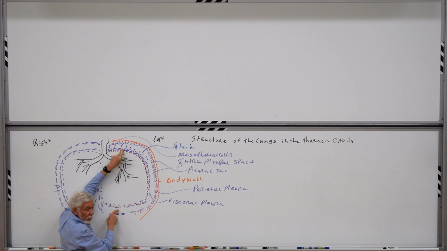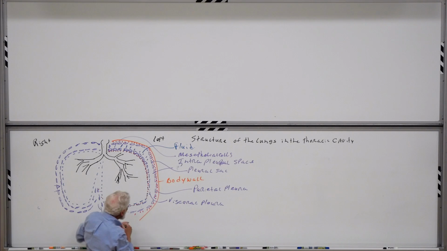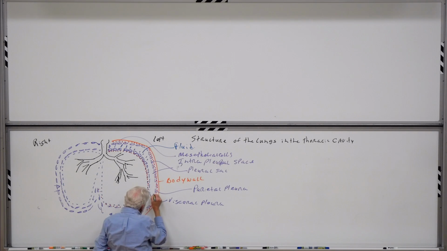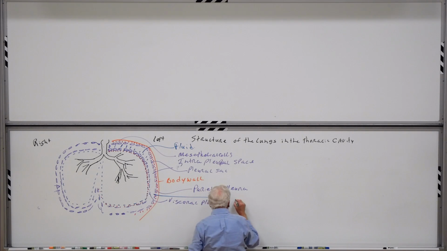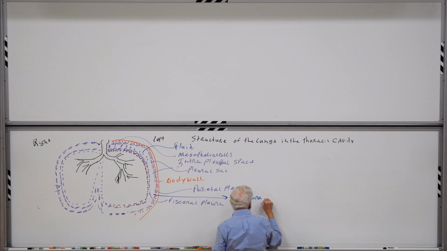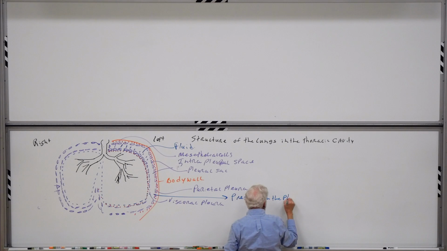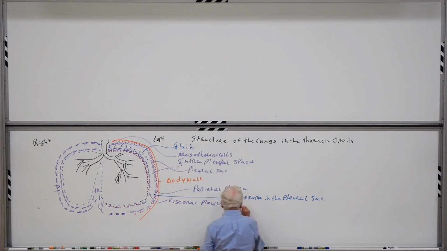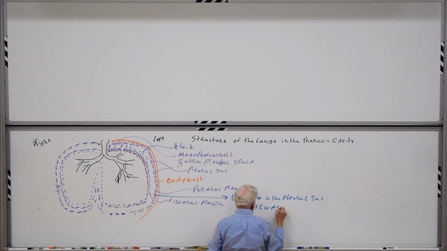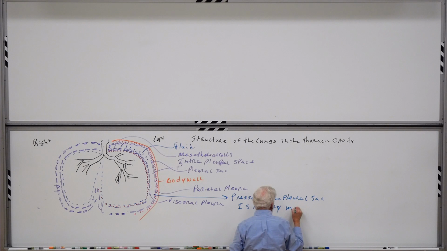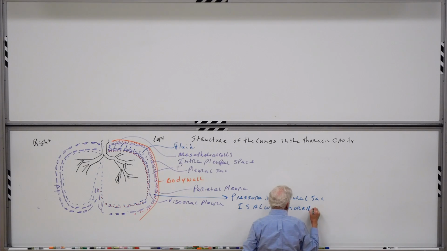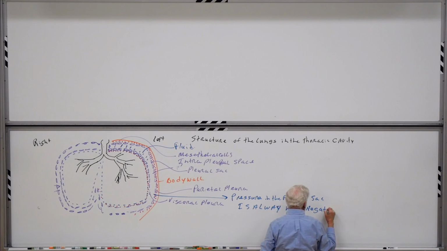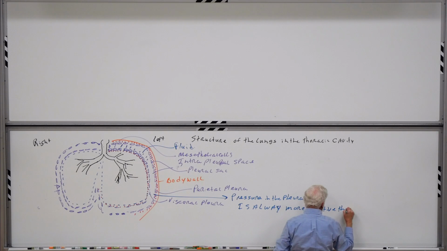inside the pleural sac. There's another important concept, though, that comes from the pleural sac, and that is that the pressure in the pleural sac is always more negative than atmosphere.